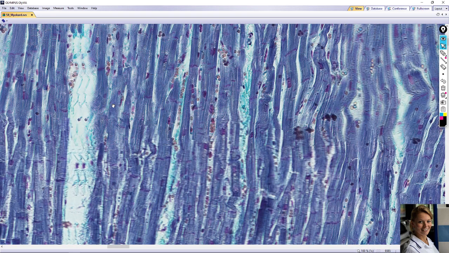The endomysium is a delicate, indistinct, loose connective tissue between the cardiac muscle fibers. Here you can see reddish erythrocytes inside the capillaries, and here you can see collagen fibers of the endomysium.